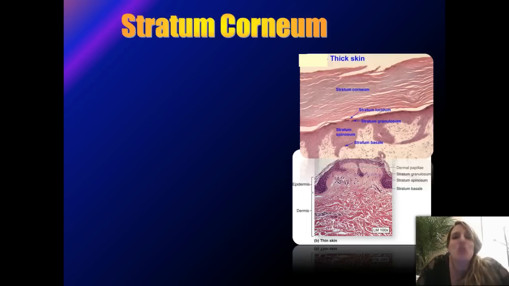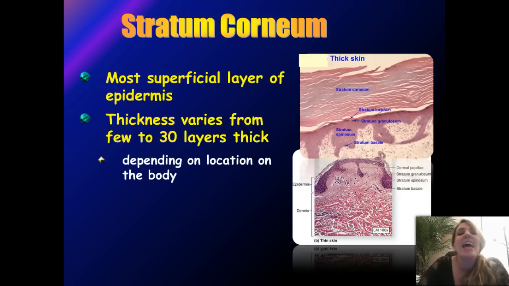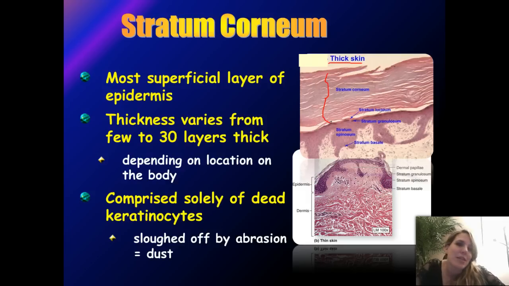And finally, we get to the stratum corneum. So again, this is basically pure keratin and some lipids. It's the most superficial layer of the epidermis, and it can be 30 layers thick of dead cells. So it depends on where in the body you're talking about. This is our thick skin here, and I'll just underline that. So thick skin, so palms of the hands, soles of the feet. So all of this is your stratum corneum. It is keratin. So it's basically dead cells and keratin.